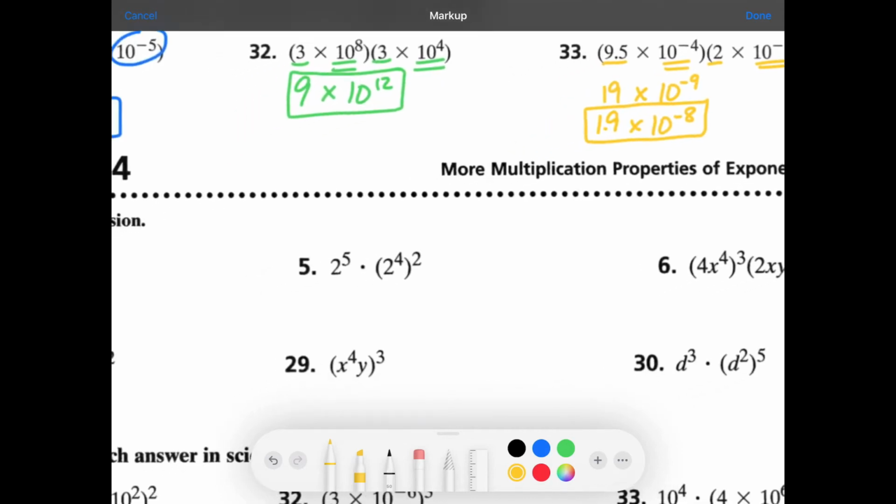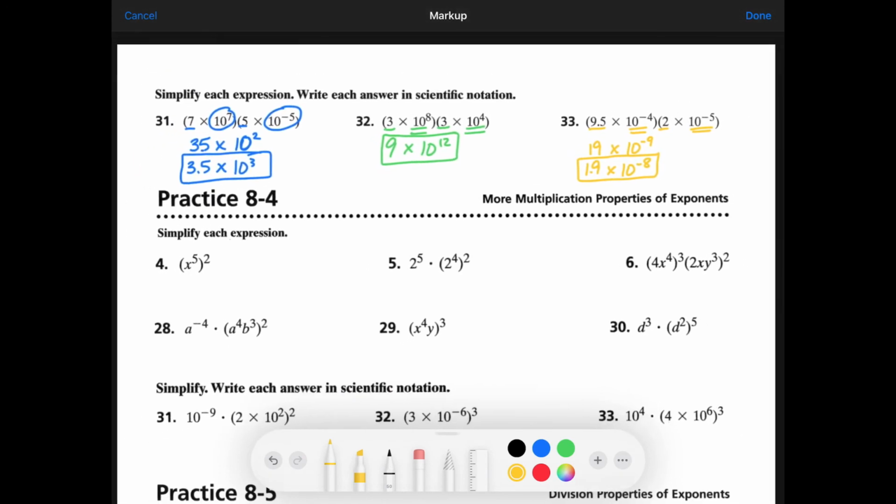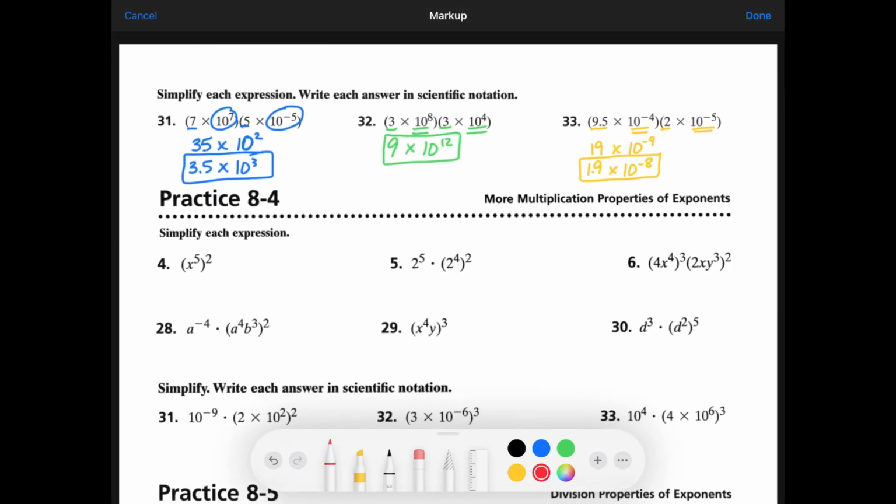Okay, now we're doing the power to a power stuff. Remember, when you raise a power to a power, you need to multiply the exponents. 5 times 2 is 10. All right, over here we're going to do the power to a power first. So 4 times 2 is 8. 2 to the 5th times 2 to the 8th. This is where we would add the exponents, 2 to the 13th.